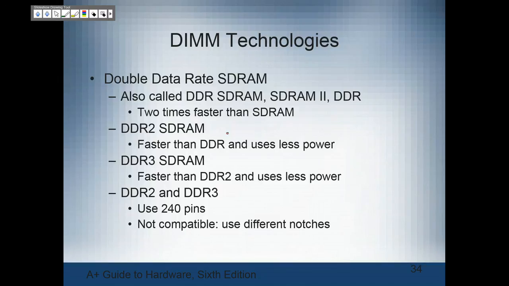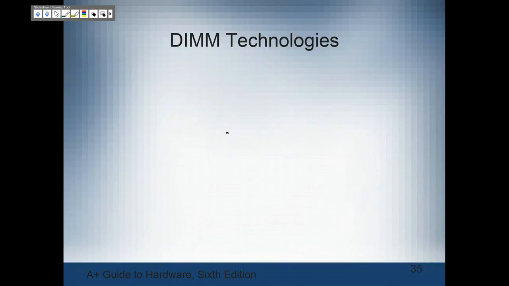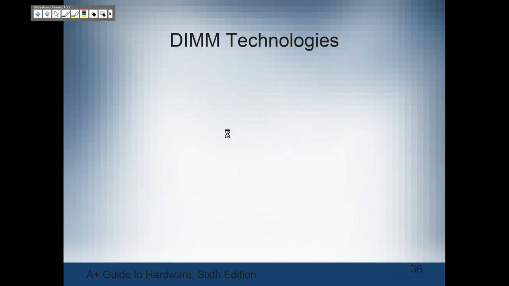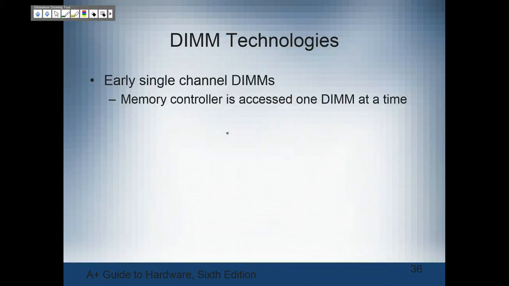Servers generally are going to have error correcting memory, which uses a parity. It can check to be sure what got there, and if there is a single error, it's corrected. If there are multiple errors, it can only detect that there was an error. The number of channels they use, how much RAM is on one, speed, error checking, and buffering are all the things that are available.